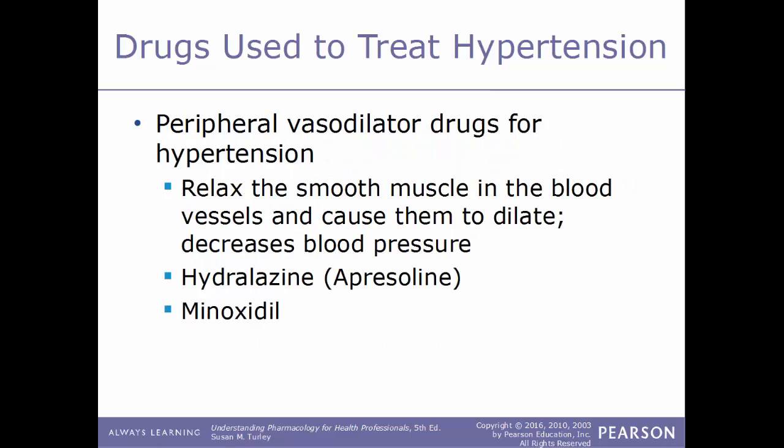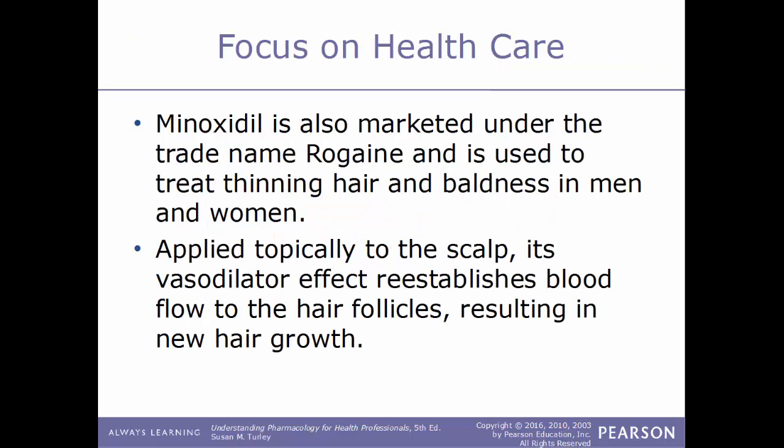Another type of drug used for hypertension are peripheral vasodilator drugs. These act by relaxing the smooth muscle within the blood vessels, which causes them to dilate, ending up decreasing blood pressure. Some examples here: hydralazine, also known by the name Apresoline, and minoxidil. Now a quick focus on healthcare. Minoxidil is also marketed under the trade name Rogaine, and is used to treat thinning hair and baldness in men and women. This is applied topically to the scalp, and its vasodilator effects help to reestablish blood flow to the hair follicles, which ends up resulting in new hair growth.